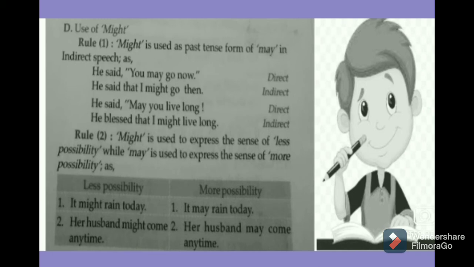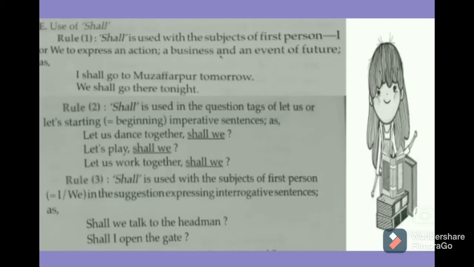As you can see the examples, the sentence it might rain today is showing less possibility. But the next sentence, it may rain today, in the next column you can see it is showing more possibility. Next one, her husband might come anytime. This sentence is showing less possibility, but her husband may come anytime. This sentence is showing more possibility. Okay children, we have seen might.